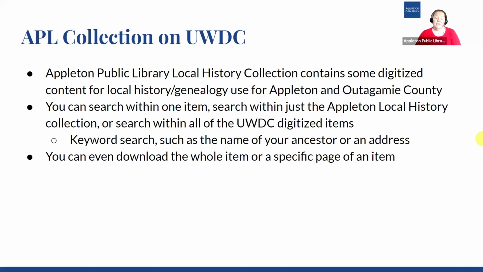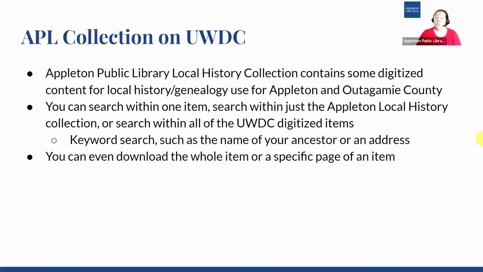The rest of our talk is going to focus completely on the Appleton Public Library Local History Collection. This collection contains some digitized content for local history and genealogy use that includes information of folks from Appleton and Outagamie County, Wisconsin. You can search within just one item, you can search within the whole Appleton Local History Collection, or you can search within all the UW Digital Collection digitized items through the whole site. And I'll show you exactly how to do that in just a minute.